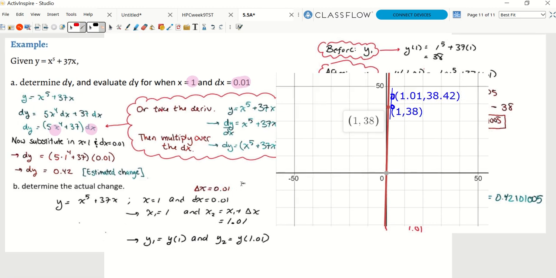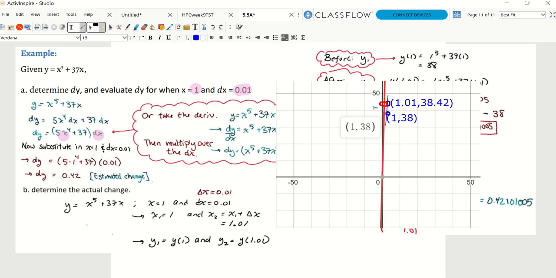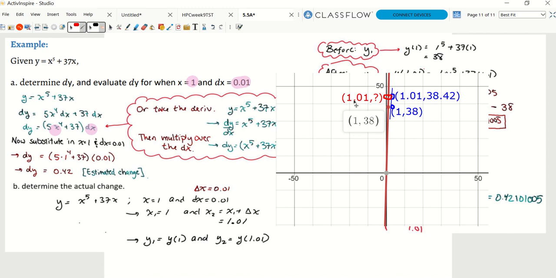Now let's say we want to find the actual red point. So what we're going to do is this. Let me try to make that a little bit bigger. Right here, that actual red point. That's pretty easy. You know the x-coordinate of this red point, it's going to be 1.01. And so we're trying to find the y-coordinate, so I plug in for the y-coordinate.